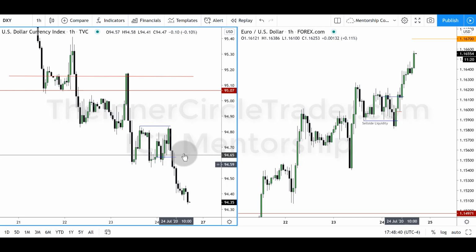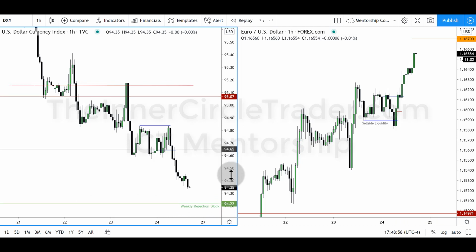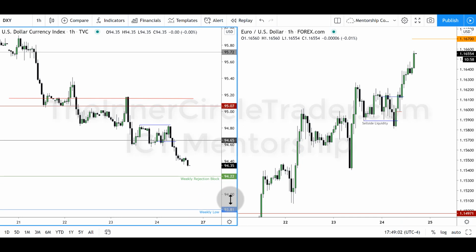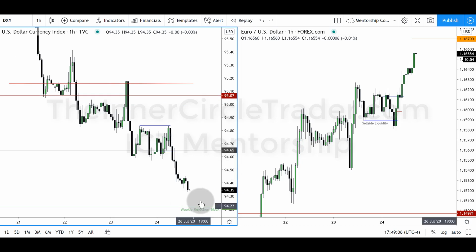We wanted to see a more meaningful run below 94.65 because it did that yesterday, but then we had the protraction lower there. And again, we have a rejection block on a weekly down here. It would be the next downside objective, 94.22, and then the old weekly low at 93.81. So we're going to see how we trade, if at all, down to that weekly rejection block. We're staying with the bias that is bearish dollar.